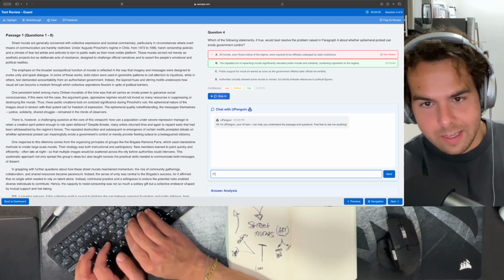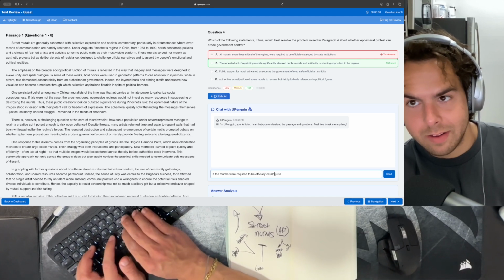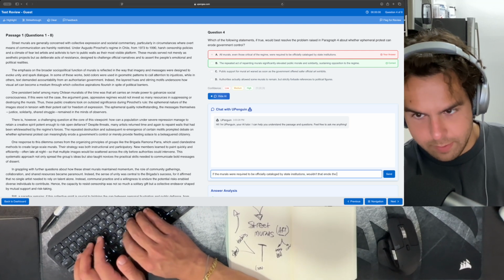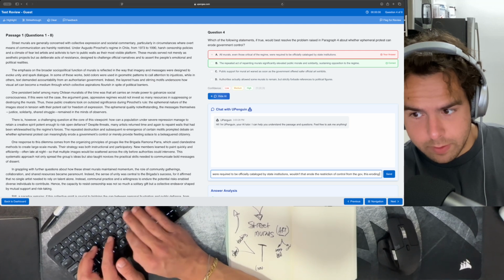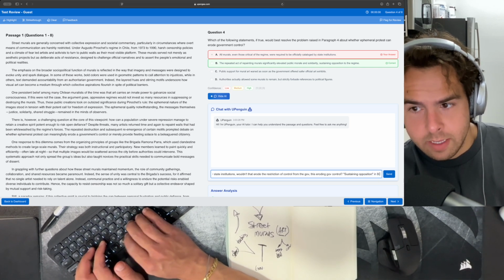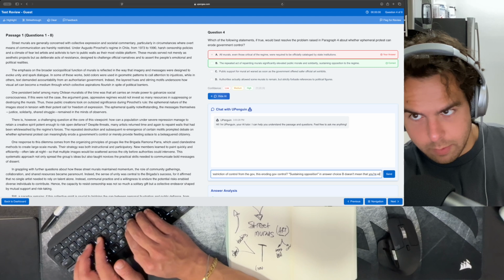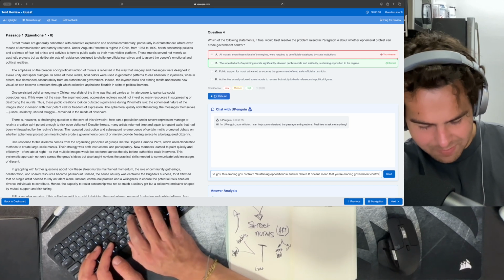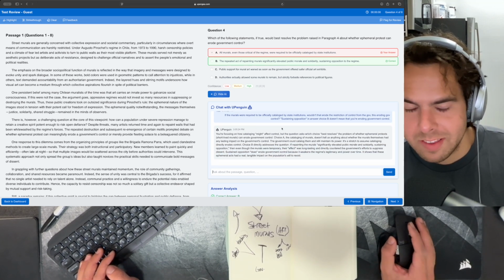Let's see. If the murals were required to be officially cataloged by state institutions, wouldn't that erode the restriction of control from the government, thus eroding government control? And then I'm going to say sustaining opposition in B doesn't mean that you're eroding. If this was on their test, sometimes AMC gives you test questions that are not going to be scored. This is one of them, bro.